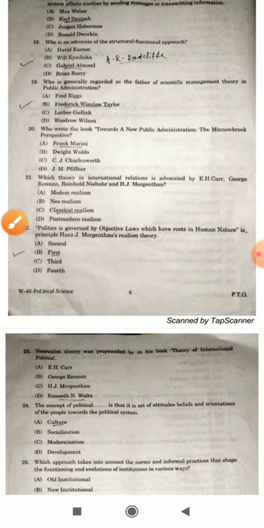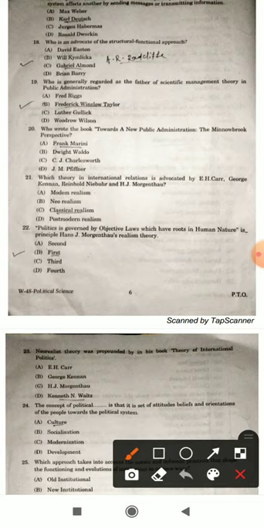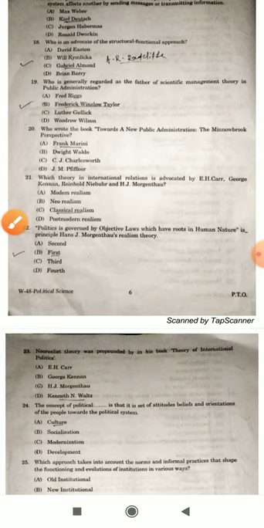Question number 18. Who is an advocate of the structural functional approach? Answer is C. Gabriel Almond.